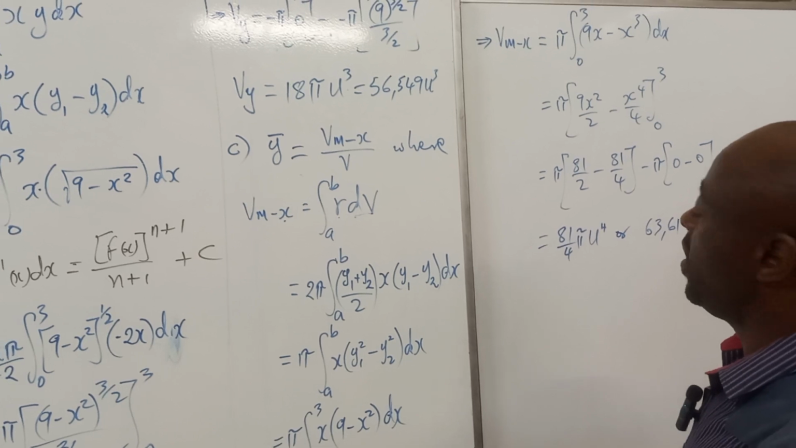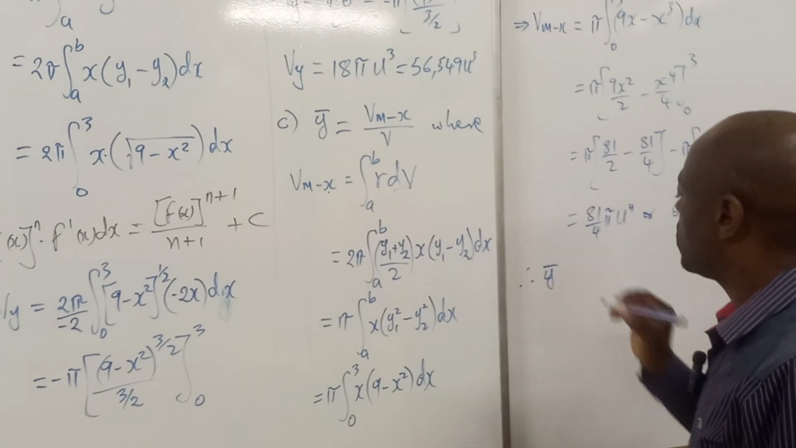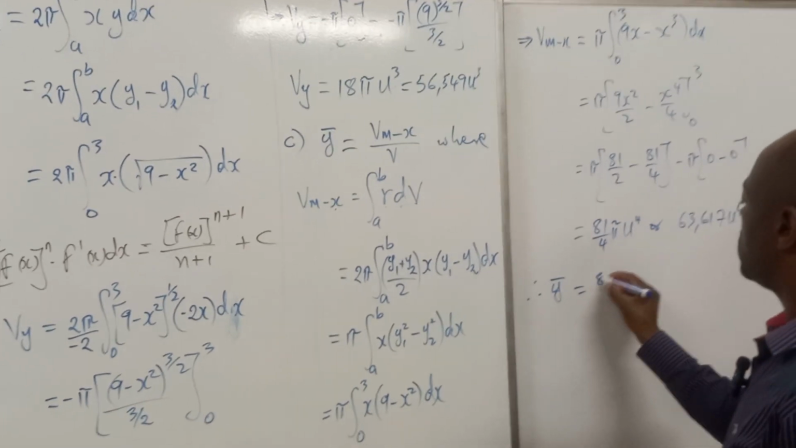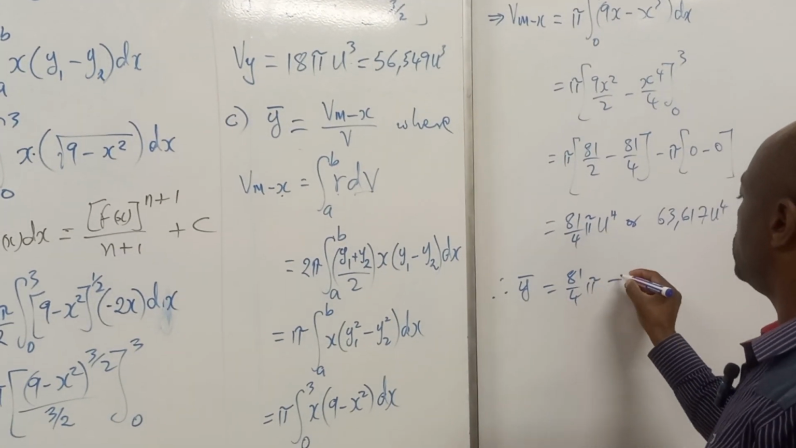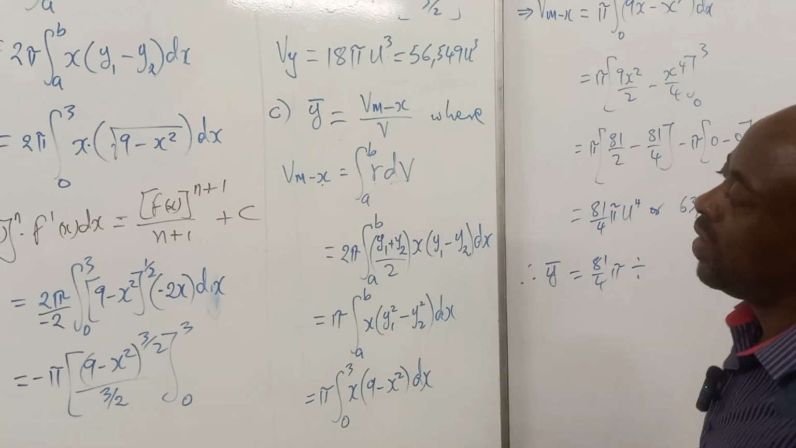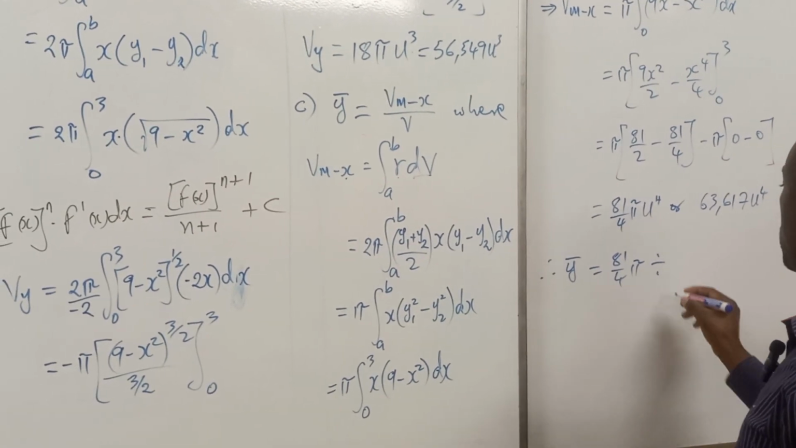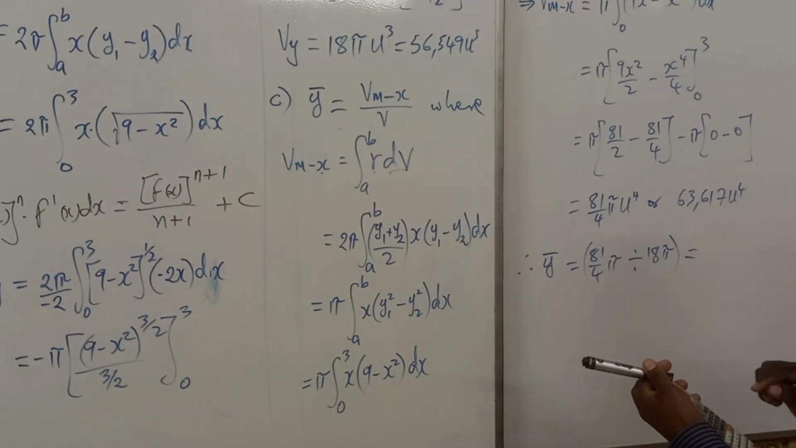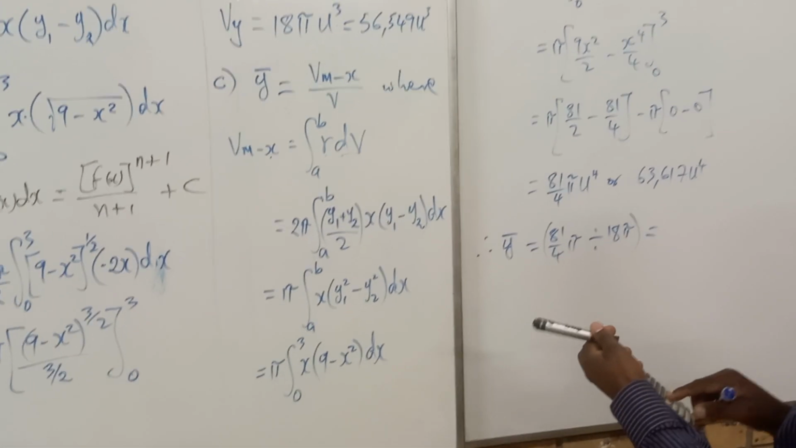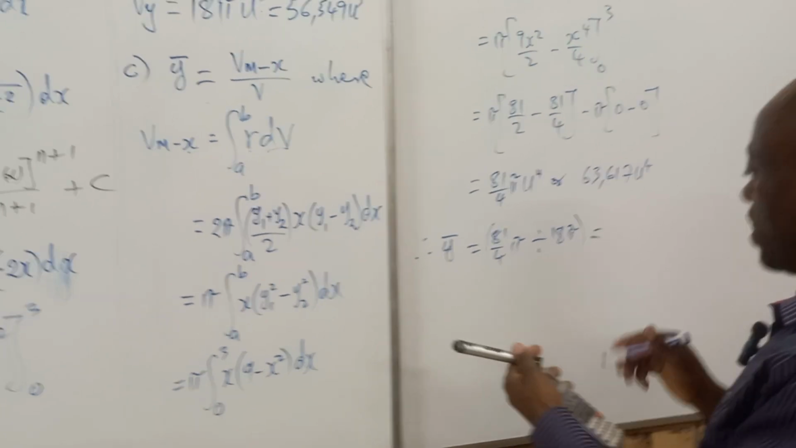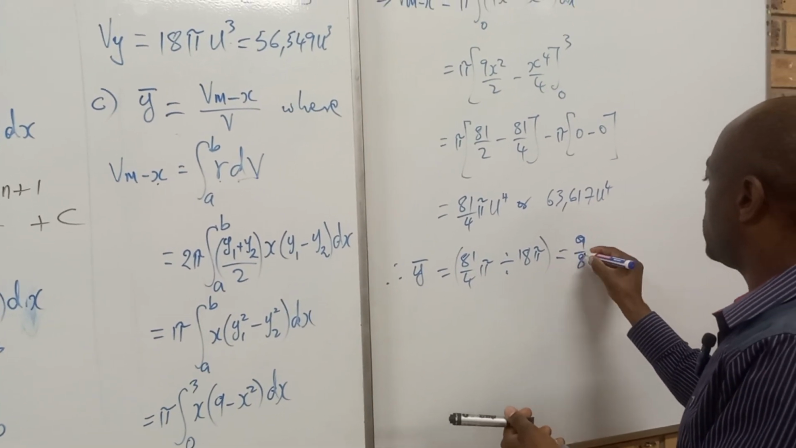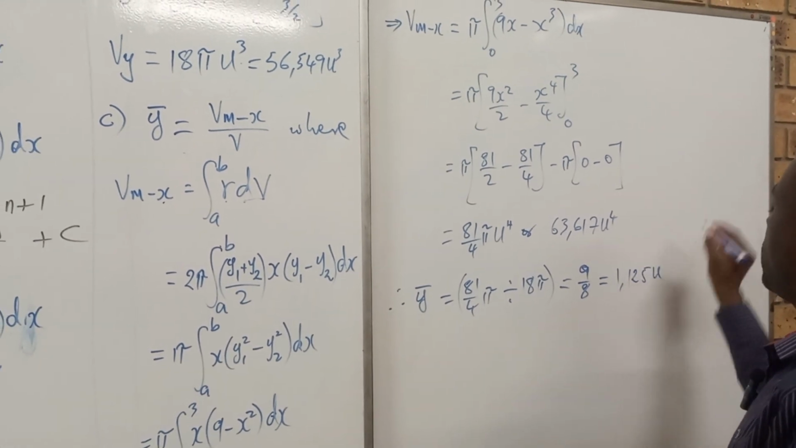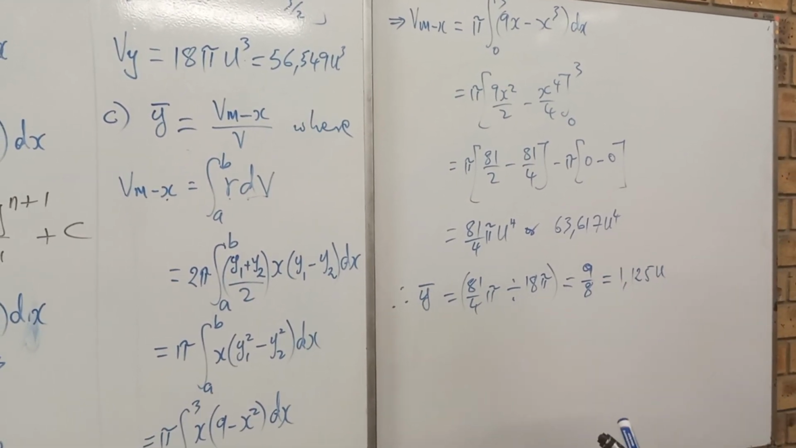So that's your volume moment, and therefore the y-ordinate of the center of gravity is simply the volume moment, which is 81 over 4 pi, divided by the volume. If I'm looking at that formula, our volume, we were 18 pi. So if you do that division, we'll be dividing by 18 pi. That gives us 9/8, which is the same thing as 1.125 units. So that is your y bar.